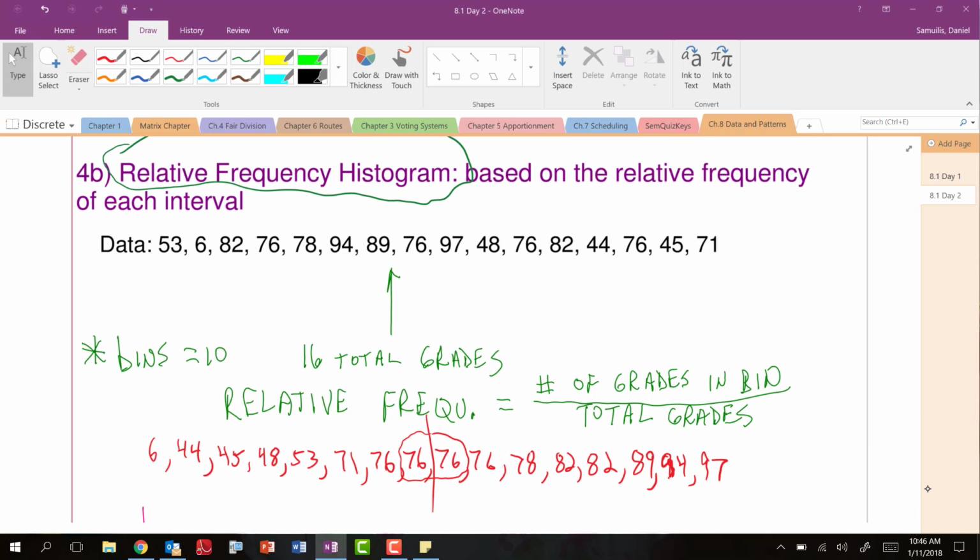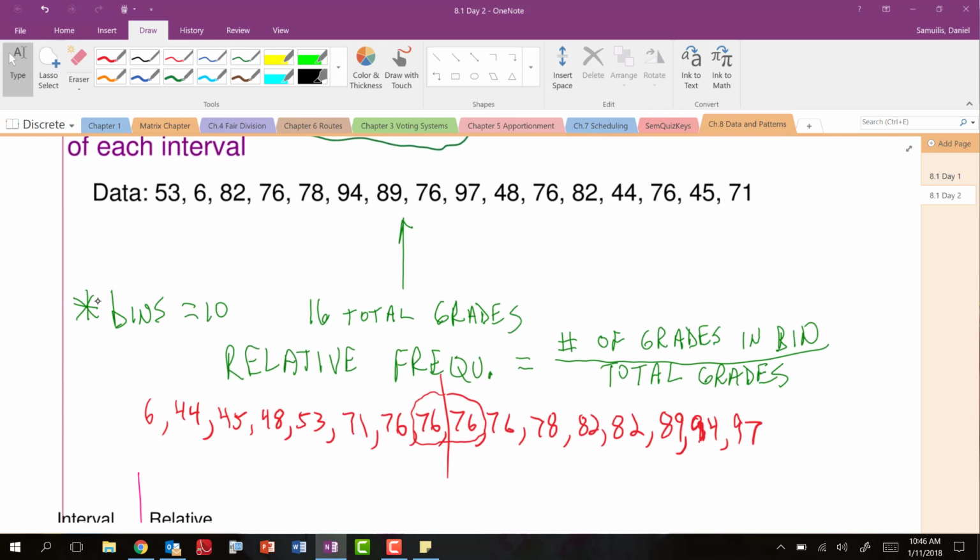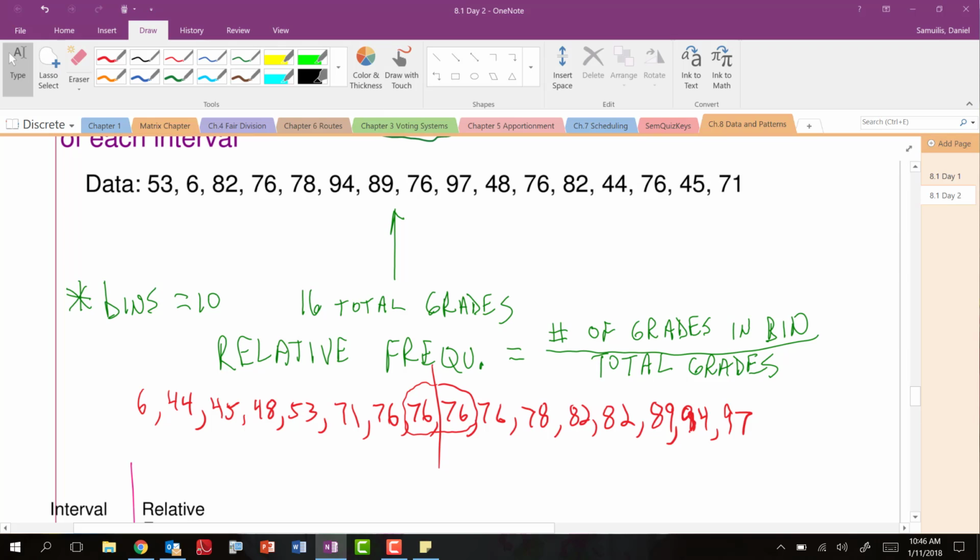So a relative frequency histogram. Now the difficulty in this is remembering this term and then what to do. That's your job. A relative frequency histogram is based on the relative frequency of each interval. Same data. Get that data, you put it in order. Same data, so we don't have to keep rewriting this over and over again. But here's what a relative frequency is, and we're going to do a bin size of 10. That has to be given. So bin size of 10 again.